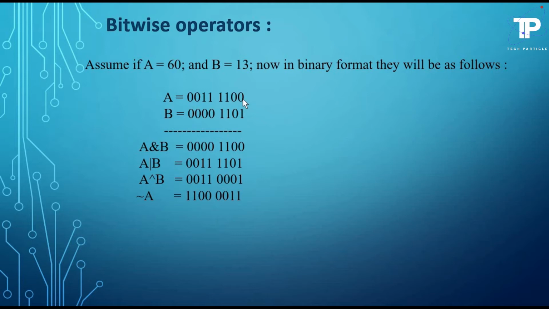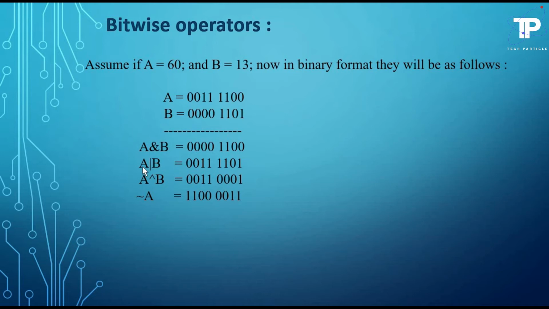What will happen? How will it happen? Let's see. The binary AND of 1 and 0 would be 0, 0 and 0 would be 0, 1 and 1 would be 1, and 1 and 1 would be 1. 1 and 0 would be 0, 1 and 0 would be 0, 0 and 0 would be 0, 0 and 0 would be 0. So the bitwise AND of 60 and 13 is 0 0 0 0 1 1 0 0. Its decimal value will be 8 plus 4, 12. So the bitwise AND of 60 and 13 is 12.